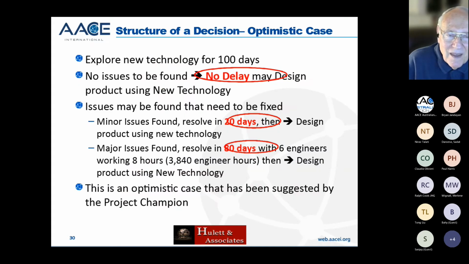Well, if no issues are found, then there's no delay. If minor issues are found, let's say it takes 20 days of delay. If major issues are found, it takes 80 days, because we say if major issues are found, we'll assign 6 engineers working 8 hours a day, so 3,840 engineering hours, and that'll do it. Now, 80 days is a lot of time, and we really don't want to spend that, but it's only 10% likely, so they don't care.